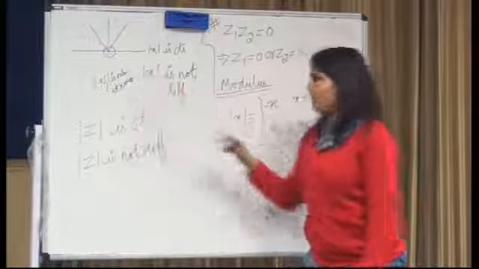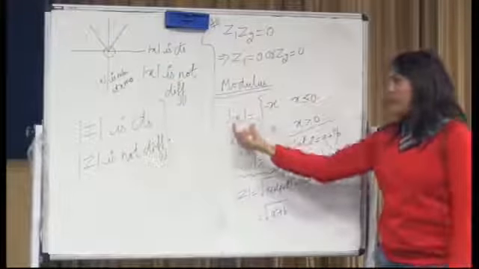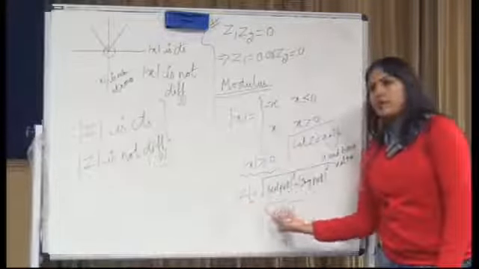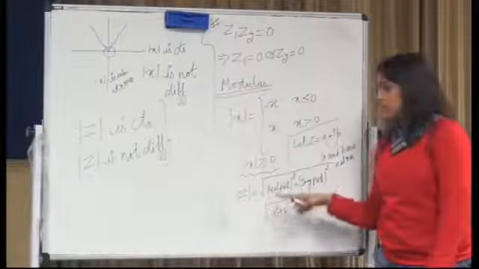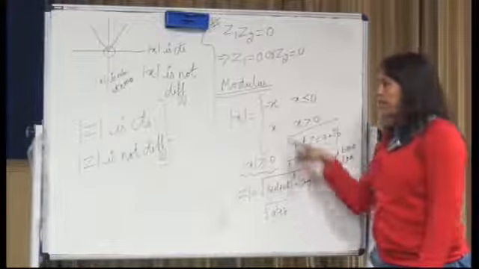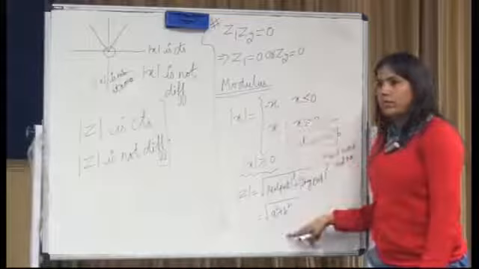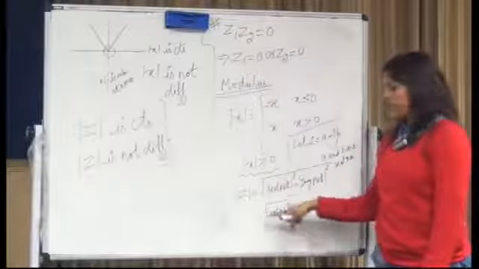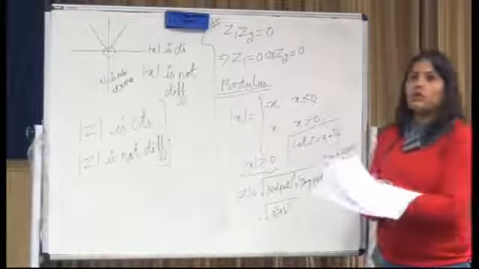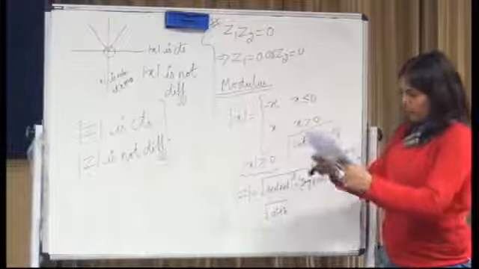The only difference is that mod x we calculate in real numbers by this definition, but in complex numbers the definition is totally different. It is basically real part whole square plus imaginary part whole square. There is a difference. Here mod x is defined like this, but in complex numbers it is defined like real part whole square plus imaginary part whole square. Is this fine? Any questions till now?